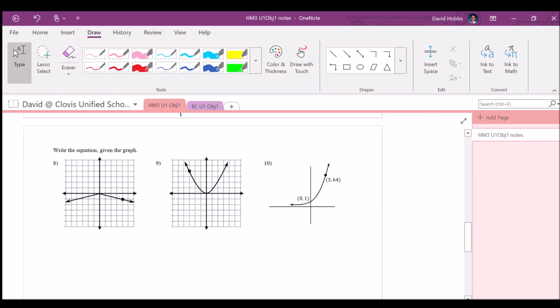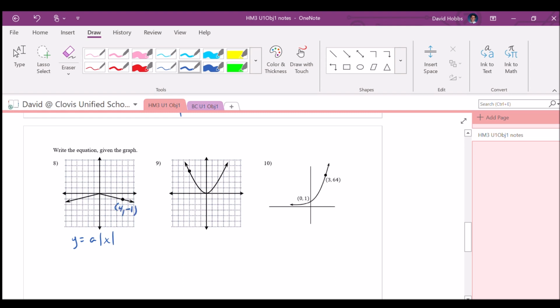Writing the equation given the graph. Okay, number 8, that is a linear absolute value. So just start with the basics here. y equals a absolute x. What else do I know about it? It's opening down. What else do I know about it? Well, this point 4, negative 1 is on it.